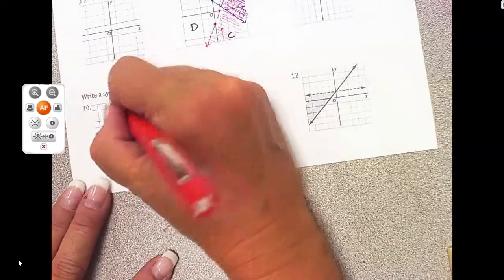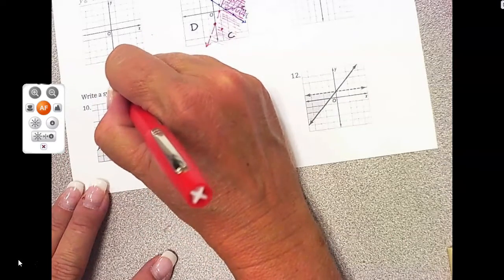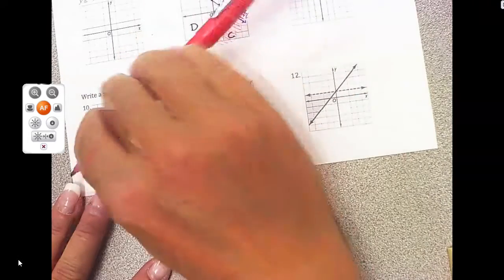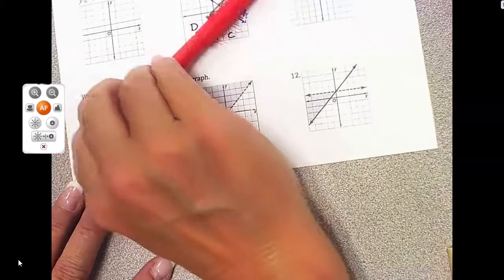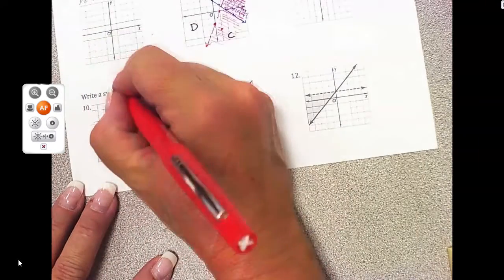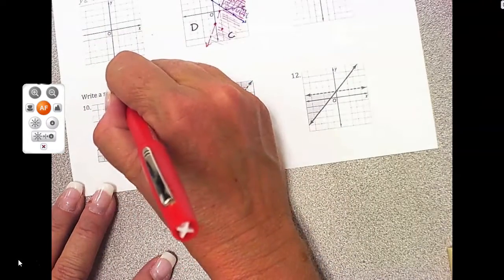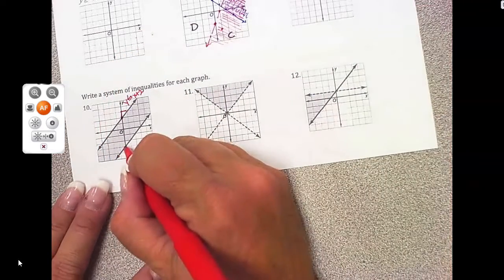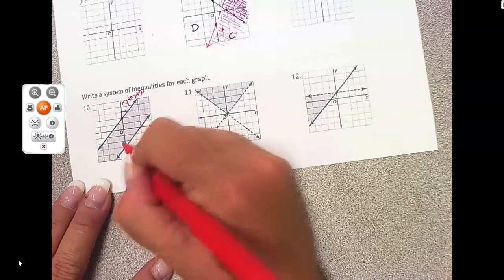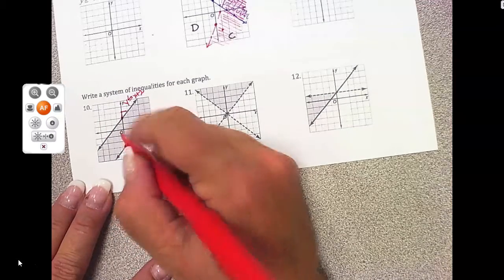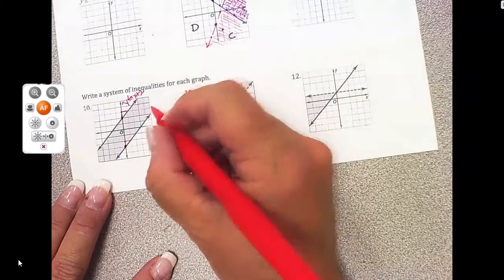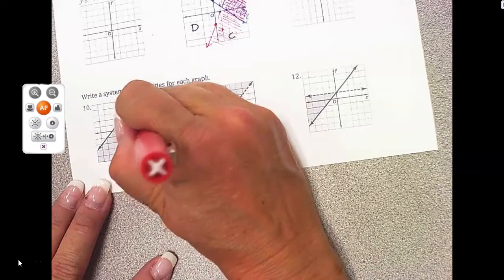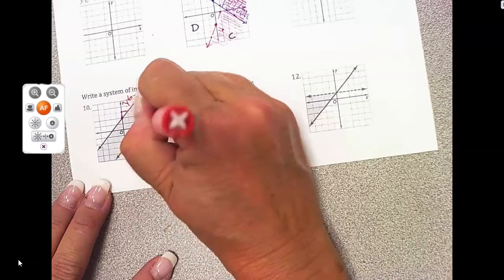So here this line is y equals x plus 2. But then all of the shading is below it. So as an inequality, that would be y is less than or equal to x plus 2. And then as I find my other line, here my intercept, or b, is at -3. My slope is also +1 because they're parallel lines. They have the same slope. So y equals x minus 3.